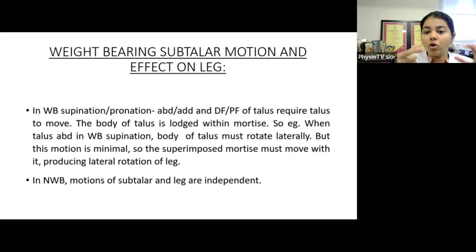Now, the body of the talus is lodged within the mortise. So let's say the talus goes into abduction in a weight-bearing supination position. So the body has to rotate laterally. Now, when the body rotates laterally, the motion is minimal, okay, of the talus. So what is going to happen? The superimposed proximal articular surface is going to move. So when the body is moving laterally, this motion is limited and the superimposed proximal articular surfaces are going to move into lateral rotation. So whenever I have supination, I am going to have lateral rotation of the leg as well. In non-weight-bearing positions, both of these motions are interdependent because you have the calcaneum moving and not the talus.